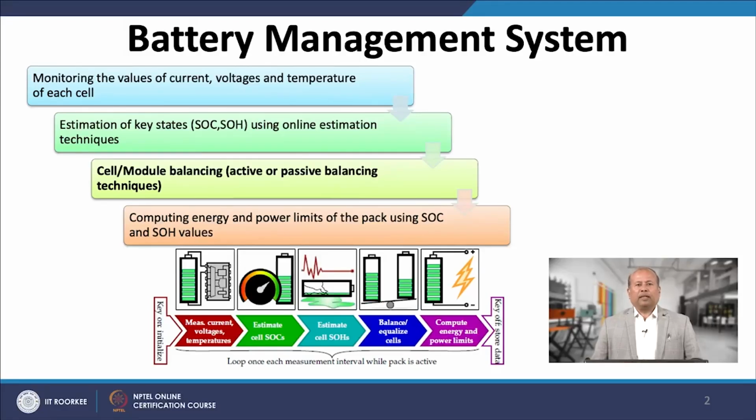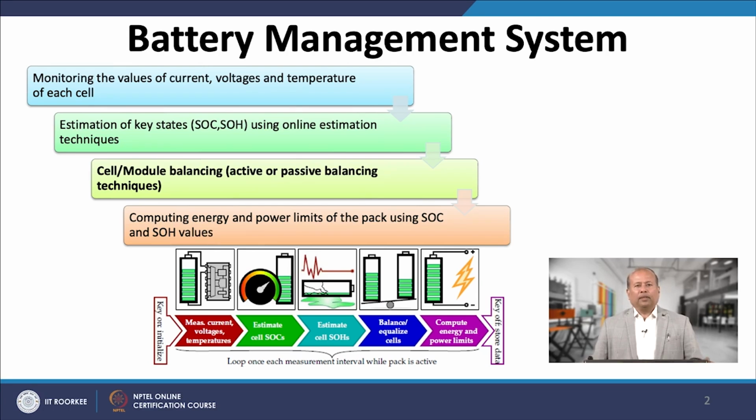The main functions of the battery management system, that is the so-called BMS, are monitoring the current through the circuit, cell voltages and ambient temperature; estimation of key states such as SOC, SOH and SOP using online estimation techniques; cell balancing to balance the voltage or SOCs using active or passive components; and computing the energy and power limitation of the pack using estimated SOC and SOH values.